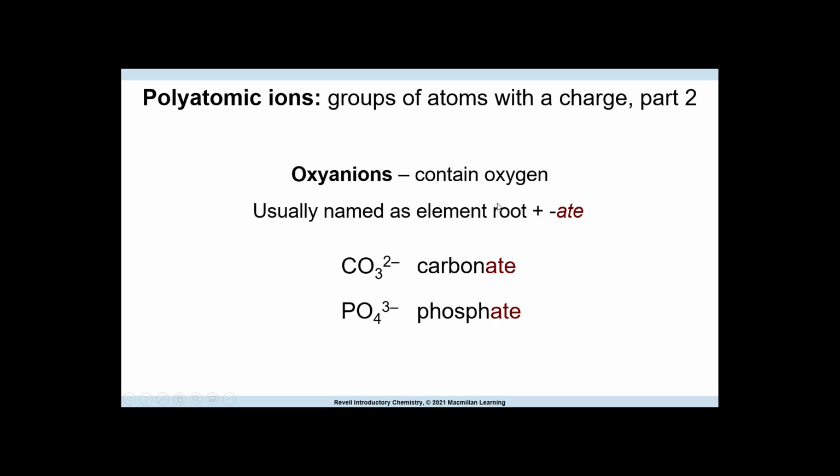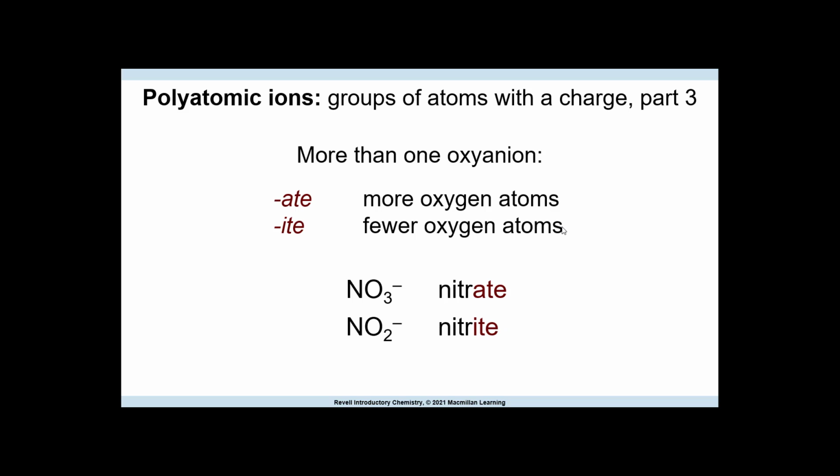So with the element carbon, we add ate, so this is carbonate. This is phosphorus, it's phosphate. Now we're going to start getting into the endings and how all of this is significant to what element or what group of atoms you're using. So carbon plus oxygen is carbonate. Phosphorus plus oxygen is phosphate.